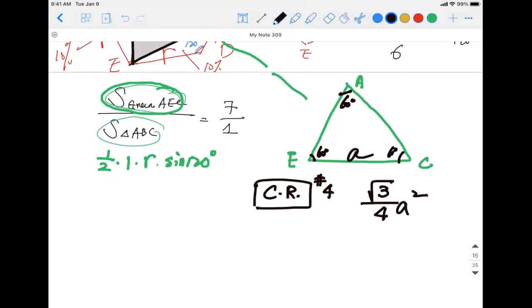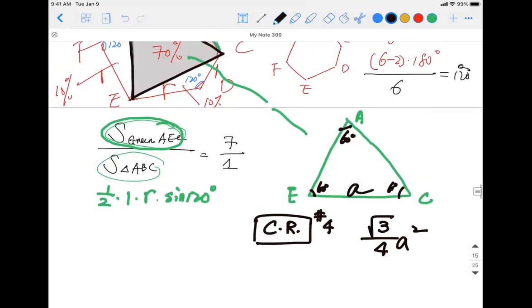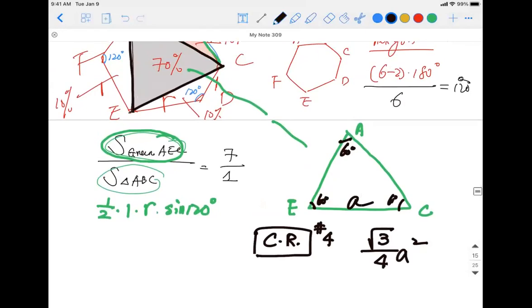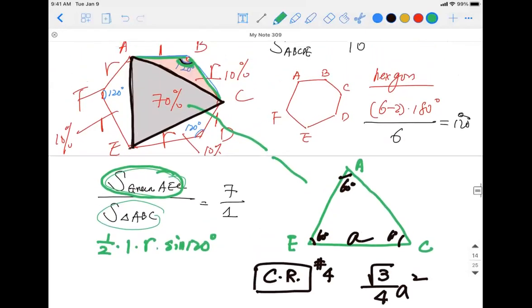Okay. As long as you have that, let's try to put it here. That's going to be your AC. We say A, so that's going to be √3/4 a². But what's the value for A? I don't really care about A, right? I want to represent it using R. How can I determine the value of A in terms of R?